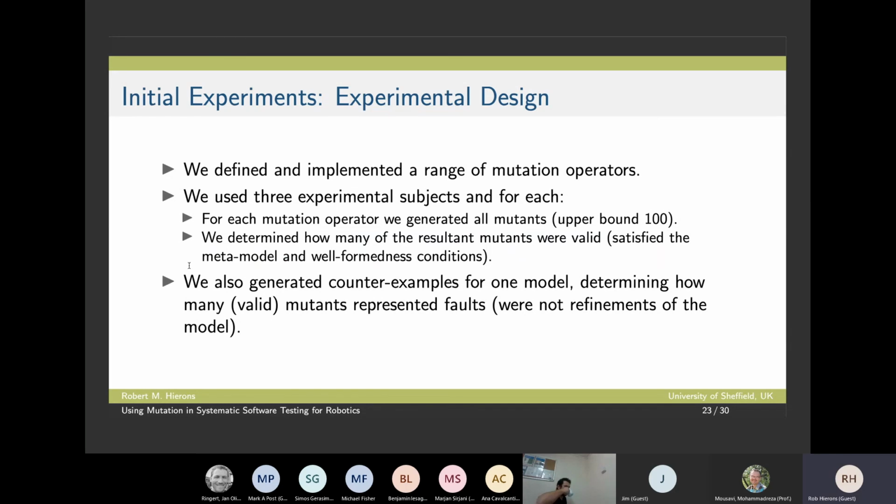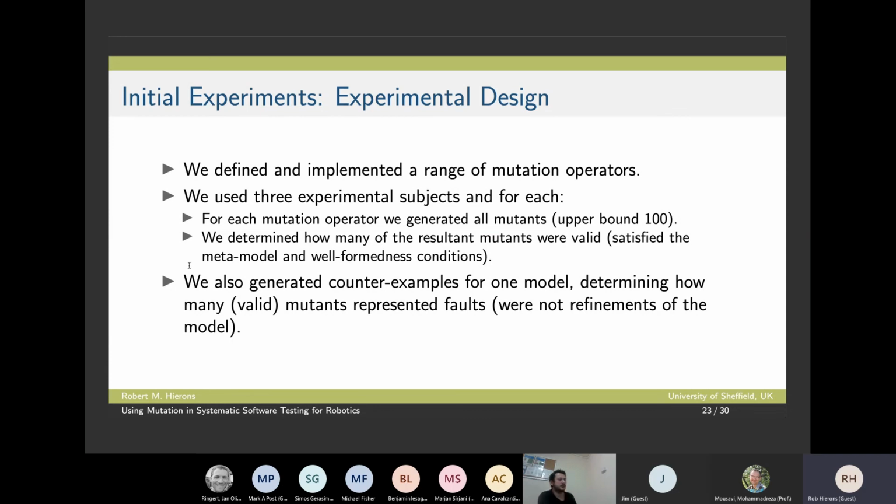We've carried out some very initial, and I should emphasize very initial, experiments, really to get a feeling about what happens. So what we did is we took 3 experimental subjects. For each of those and for each operator, we generated all the mutants up to a bound of 100. Wordle allows one to set a bound. So this is just to make the experiment more scalable.